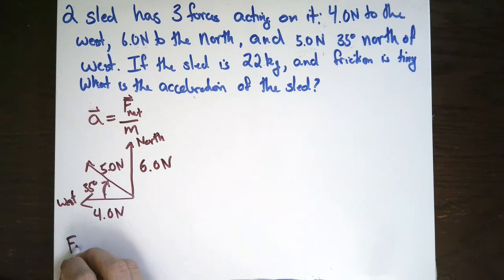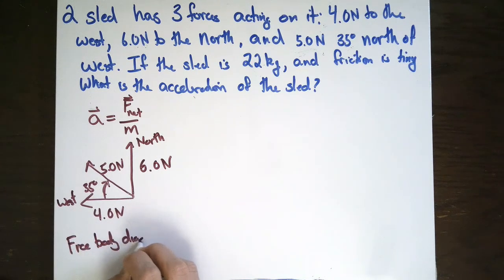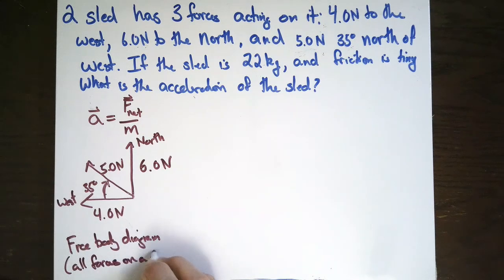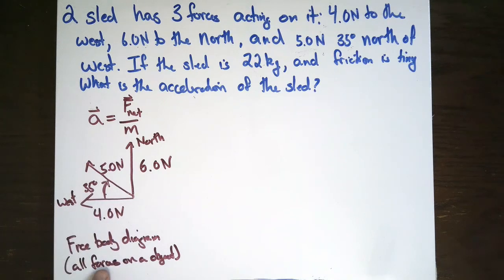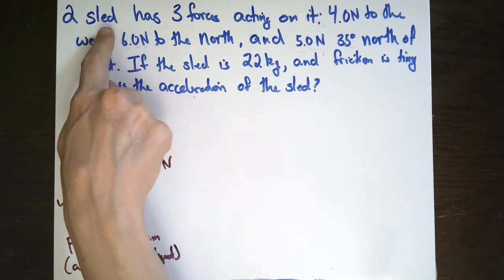a free body diagram, which is all the forces on an object. And it's important to note this should only be forces, so there are no velocities or accelerations on here, and it's just on a single object, or if you're getting fancy, on just one system, but it's just one thing. It's all the forces acting on that one thing, in this case the sled.